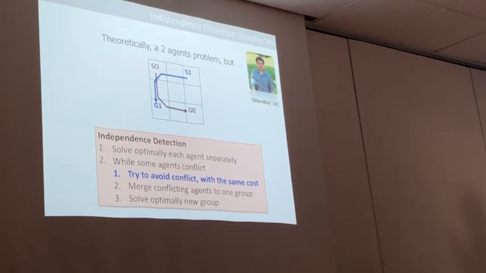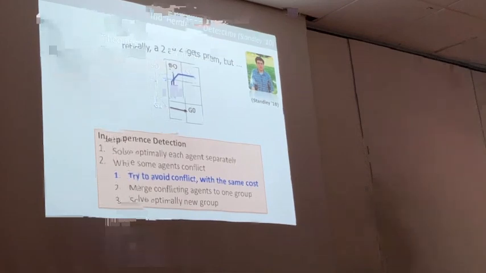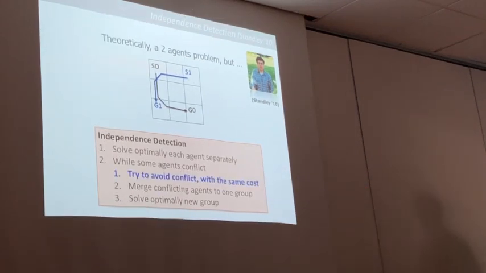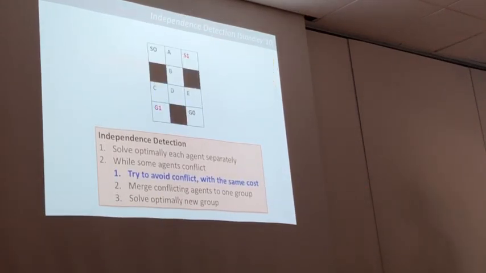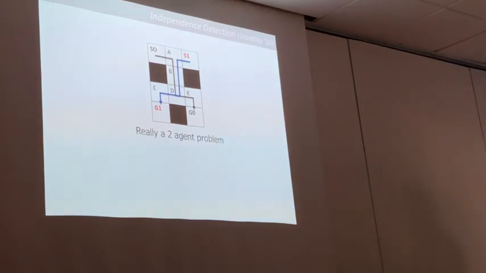Okay, so independence detection, simple, not simple, but still this also does not solve all problems in the world. Let's look at this problem. Let's run independence detection. What will happen? Agent 0 will find this path. Agent 1 will find this path, and they are colliding. Does agent 1 have any way to avoid this collision with the same cost? No. One of them will have to wait, right? So in this case, it's really a 2-agent problem. We need to solve it.